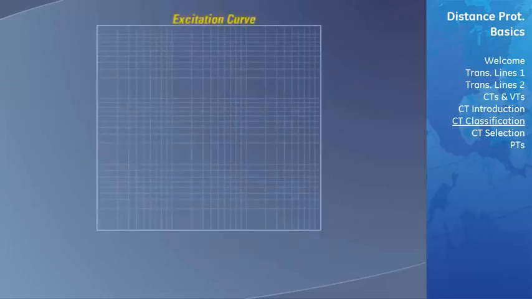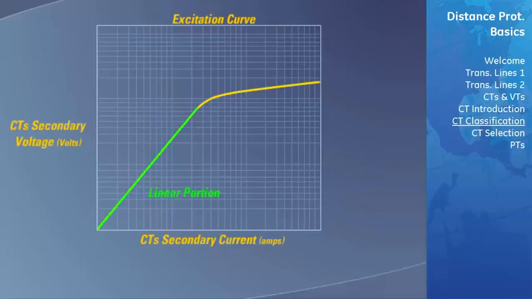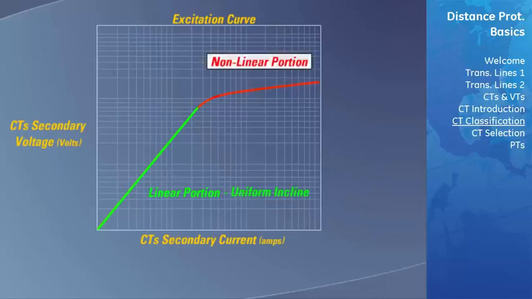CT saturation can be explained using the graph shown here, displaying the relationship between the secondary current and the secondary voltage applied to the relay's terminals. While in the linear portion, the current and the voltage rise at a uniform rate. When the current and voltage rise above the linear portion of the curve, their relationship is no longer linear. In this case, the current increases at an exponential rate greater than the voltage. The point on the graph where they stop relating linearly is known as the knee or excitation point.